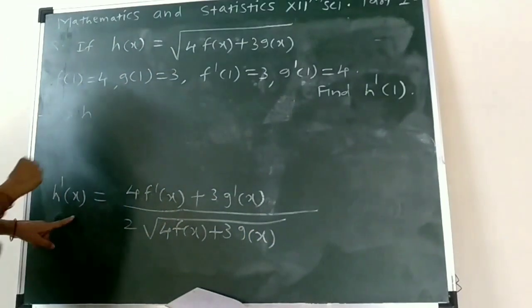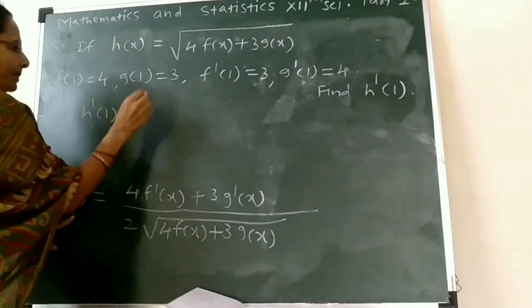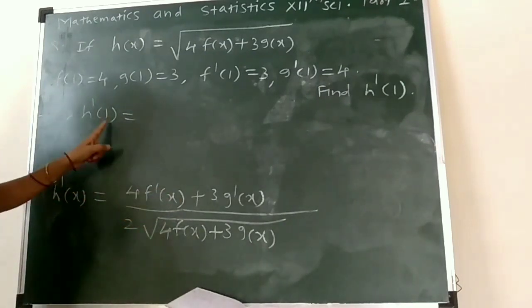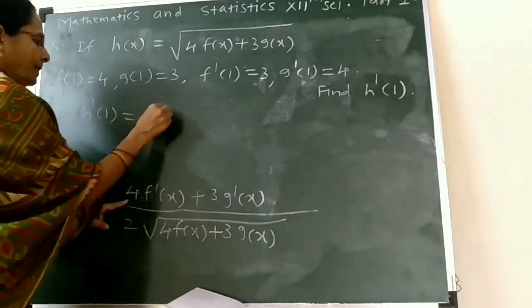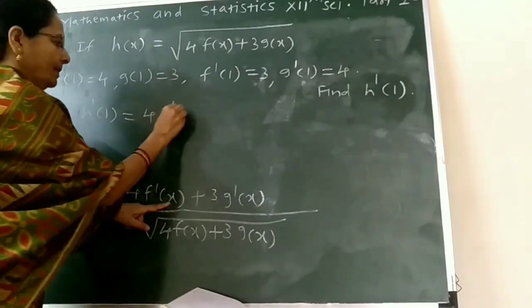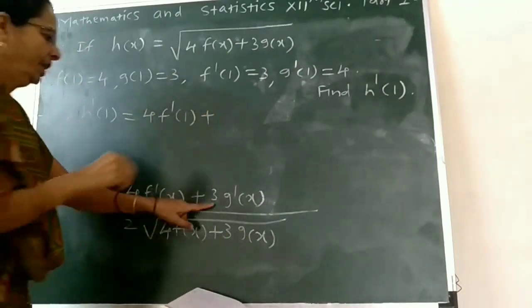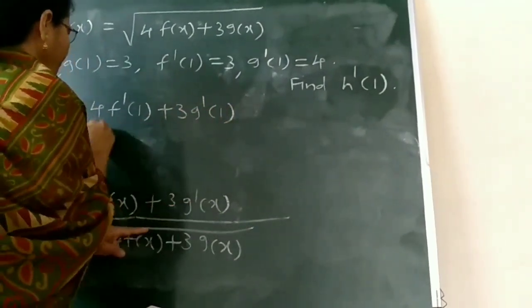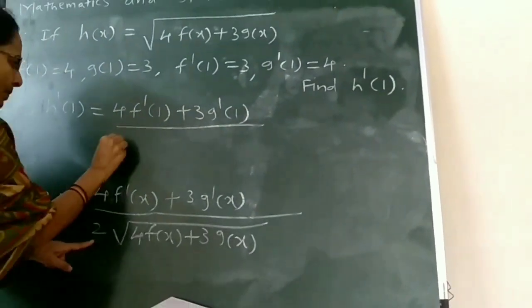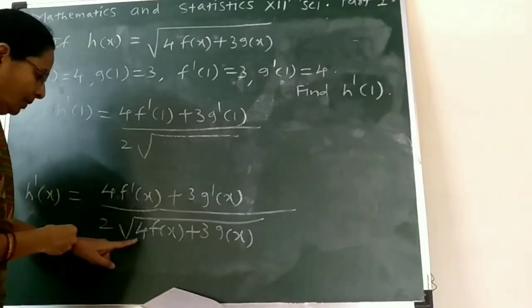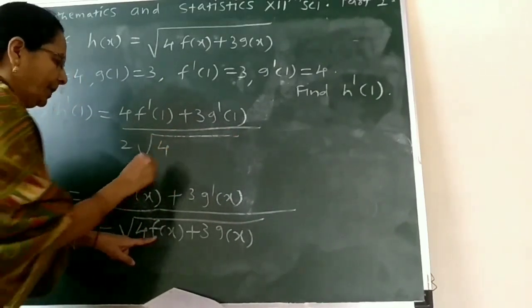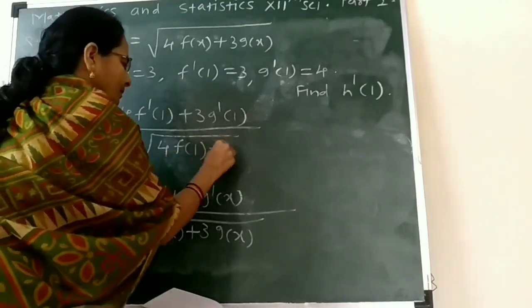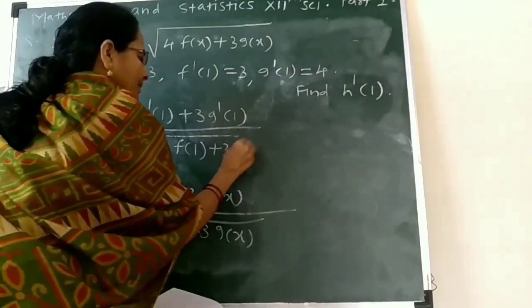We require h dash 1. So in this statement where there is x, write 1. So 4 f dash 1 plus 3 g dash 1 upon 2 root 4 f 1 plus 3 g 1.